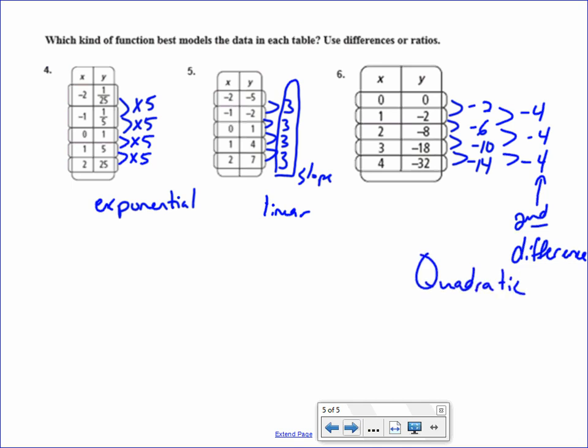Okay, so that's what you're going to be looking at on today's homework. You're going to be trying to determine what type of model would fit it best. Hopefully you can make sense of that. If you can't, make sure you come with some questions tomorrow. That is a wrap.